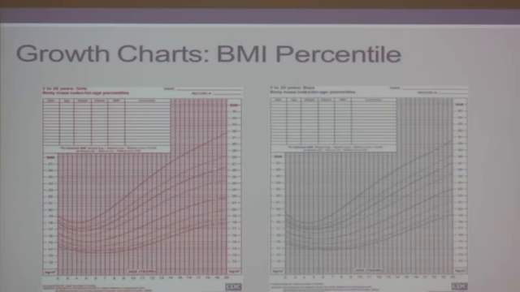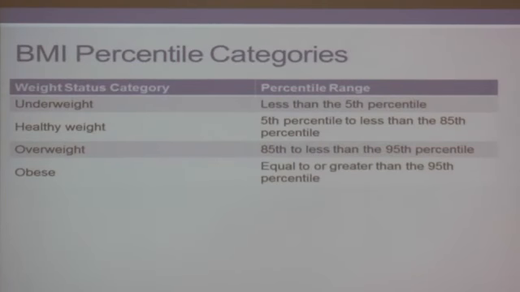So once we obtain a percentile for their body mass index, we can then determine their weight status. So kids that fall less than that 5th percentile are classified as underweight. A healthy weight range is between the 5th percentile and just under the 85th percentile. So that's actually a really big range.